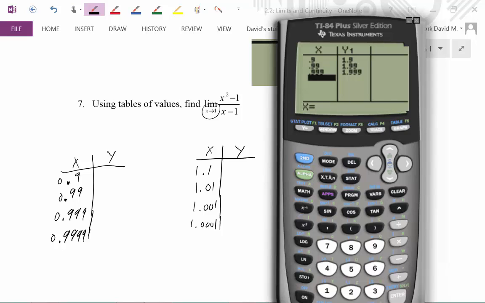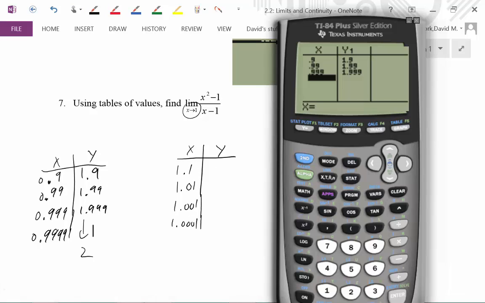And I think we can develop a pattern here. I think we can kind of see what's happening. 1.99, 1.999. So I think we can pretty much safely say, I believe, as we get closer and closer to the x value of 1, it looks like our y values are going to get closer and closer to the value of 2. Now, for this limit to exist, we need to approach the same thing from the other side as well.